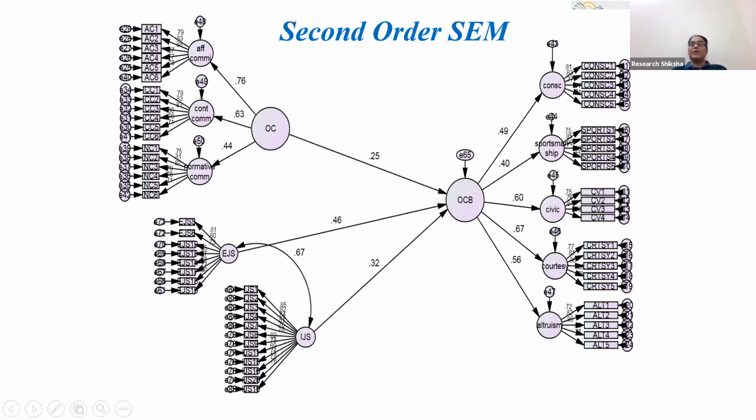So there are three rules of second order construct. Number one, all the arrows should emerge from the second order and move to the first order. This is rule number one. Let me show you on the whiteboard what the three rules of second order construct are. The second order SEM is basically the application of this part. This is a second order construct, and you are using it in a SEM. So there are three rules.